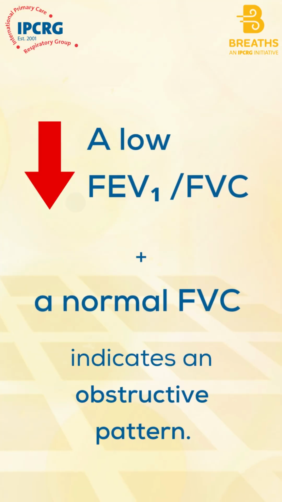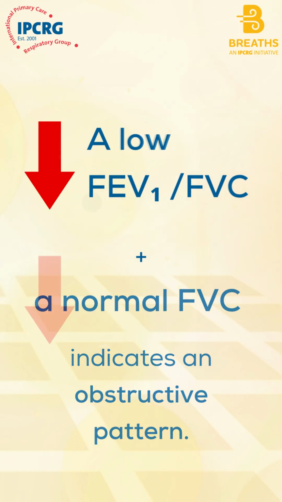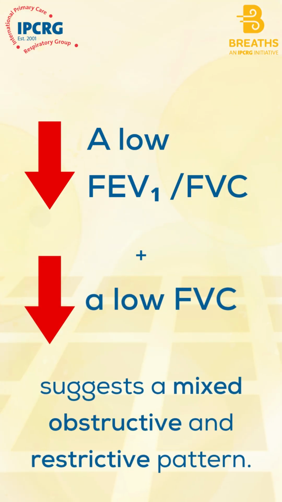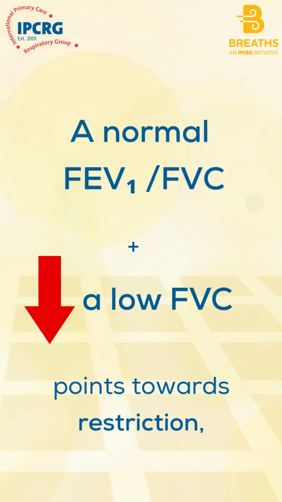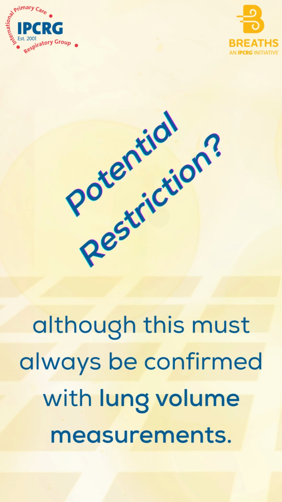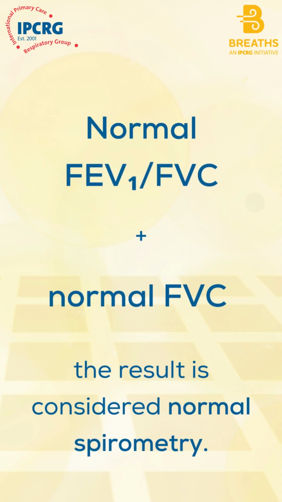A low FEV₁ to FVC ratio with a normal FVC indicates an obstructive pattern. A low ratio with a low FVC suggests a mixed obstructive and restrictive pattern. A normal ratio with a low FVC points towards restriction, although this must always be confirmed with lung volume measurements. Finally, when both the ratio and the FVC are normal, the result is considered normal spirometry.